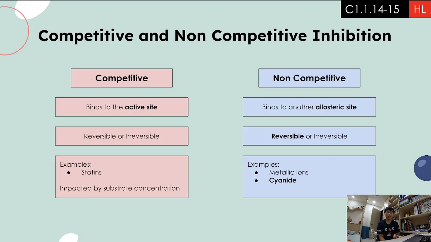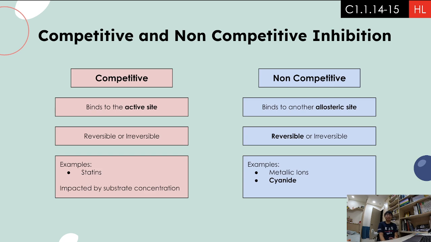I mean, it doesn't trick, it doesn't have a brain, but it has the same shape, so it can fit into the active site, the induced fit model, like slightly. And because it's already in, the correct substrate can't get in. And this competitive inhibition doesn't work. Most of the time it's reversible, but sometimes it's irreversible. And an example the textbook gave is statins.